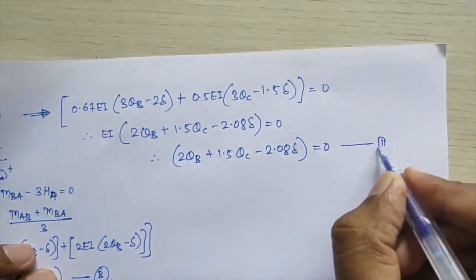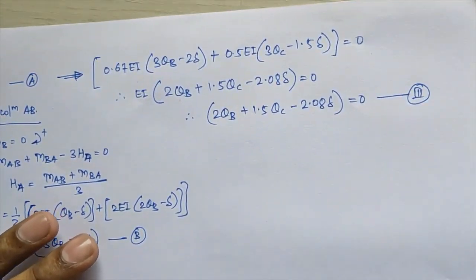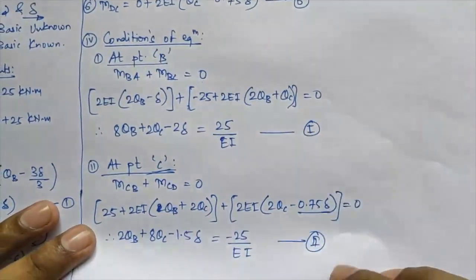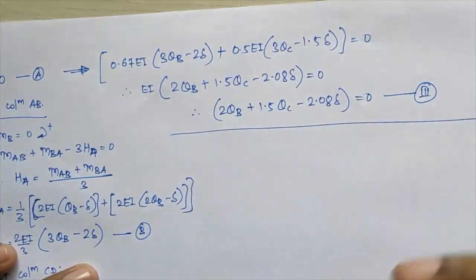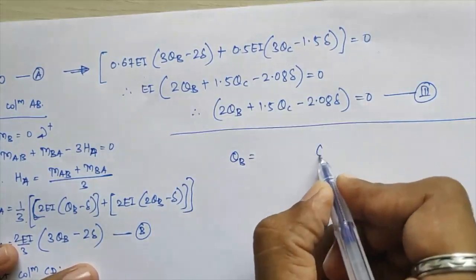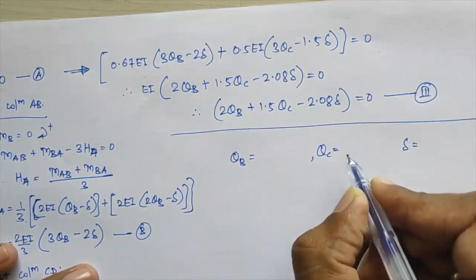I'll call this equation number 3. Now, solving equations 1, 2 and this third equation simultaneously, I'll get the values of the unknowns: first theta B, second theta C, and third delta.